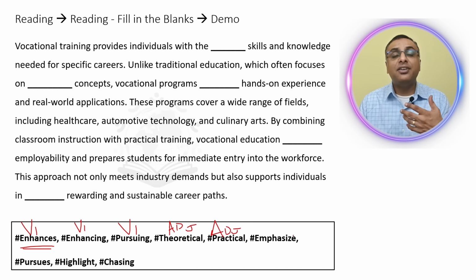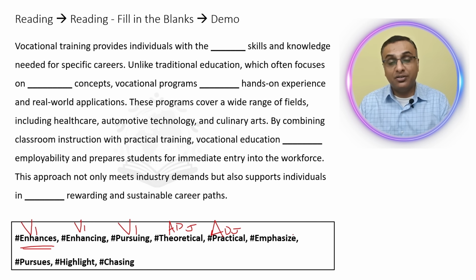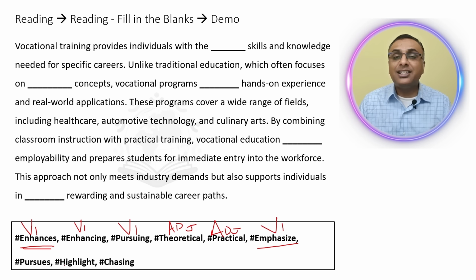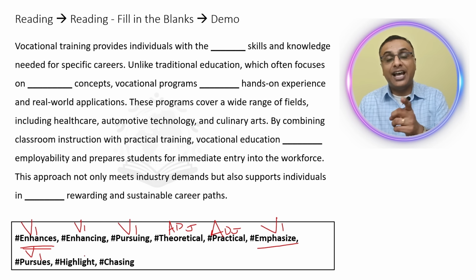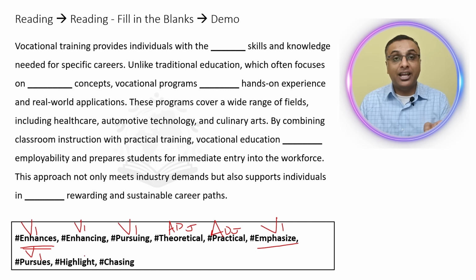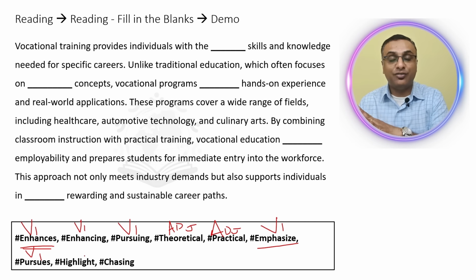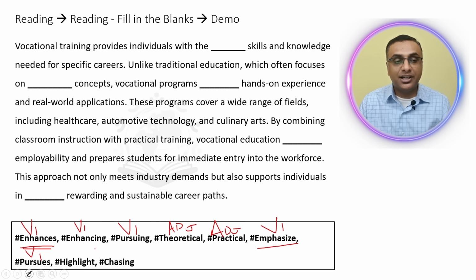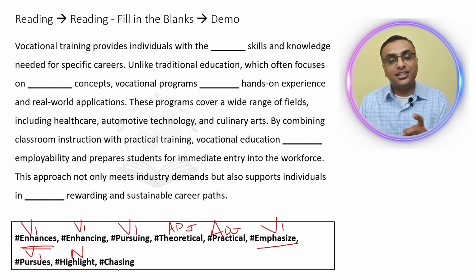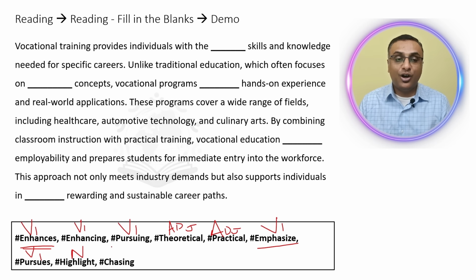What is emphasize? Giving importance. Again, some action which you are doing. So emphasize is also in its V1 form. Next is pursues. You've already identified that pursuing is a verb. So pursues will also be a verb in V1 plus S. Next, highlight. The highlight of the match. The highlight, easily you can consider it as a noun over here. Next is chasing. The dog was chasing me. It's an action that is being performed by the dog. So that is why this is also a verb in continuous form.